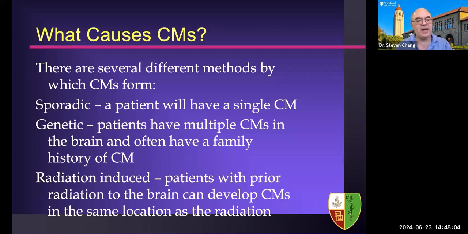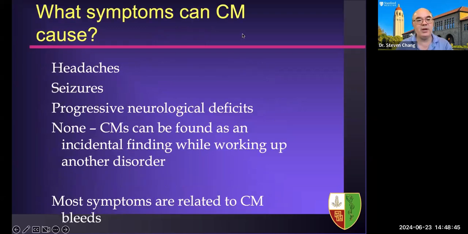And finally, there is a type of cavernous malformation that is radiation induced. And what this means is a patient who has had prior radiation to the brain for some other reason, like a tumor, for example, can develop cavernous malformations in the area of the brain that was radiated. And this typically occurs between 5 and 20 years after the radiation treatment. And so a radiation-induced cavernous malformation can look like perhaps recurrence of a tumor that was previously treated, but in these cases, it's not a tumor, it's just a development of a cavernous malformation.